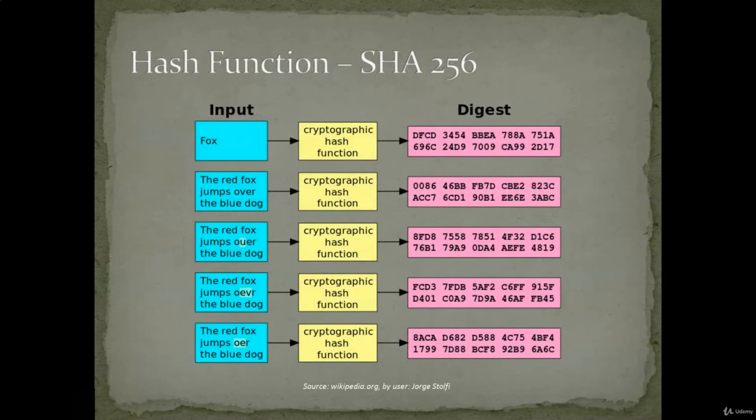So here is an example of a hashing function. First we give the input fox to our hashing function and get this output of 256 bits. Then we increase the length of our input and again we get the same length of output, but it is an entirely different one.